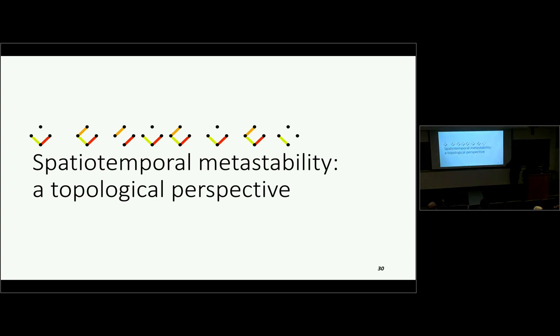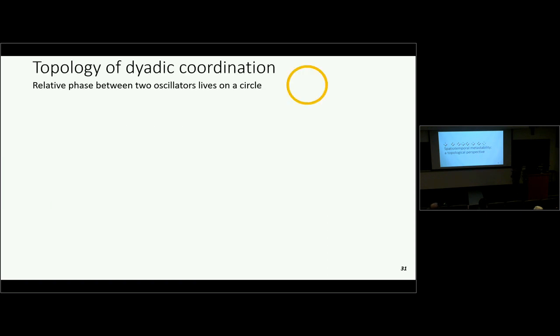I told you earlier that these systems exhibit spatiotemporal metastability. It means they switch from different spatial patterns sequentially. One question we can ask is, are these just random noise? Maybe they're just switching randomly from one pattern to another. There is really nothing funny about it. So I will show you a systematic way to look at these patterns from a topological way.